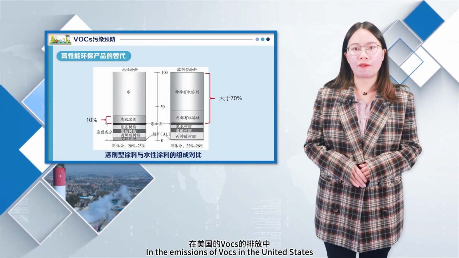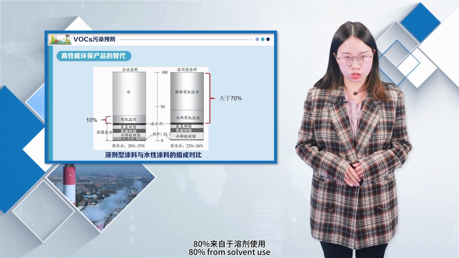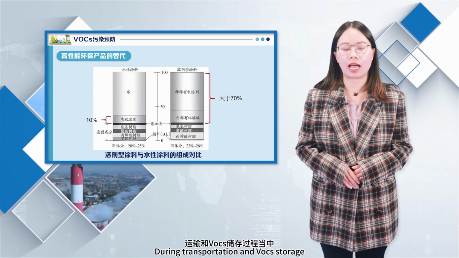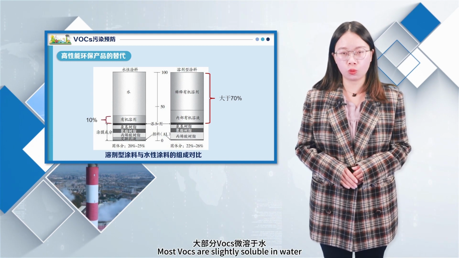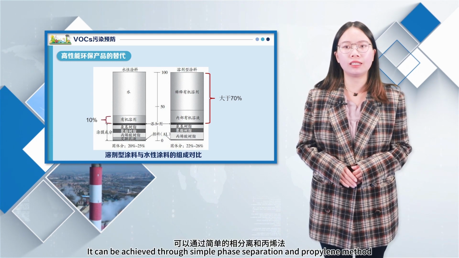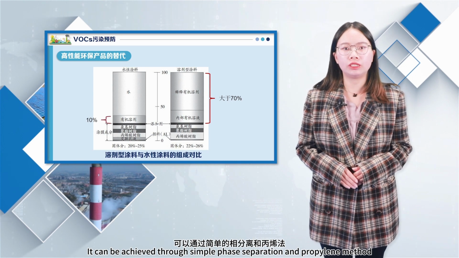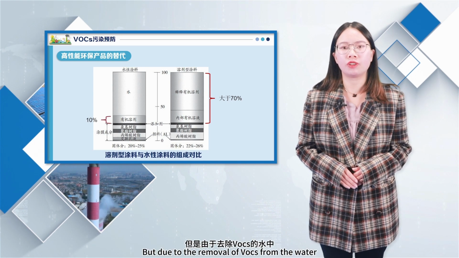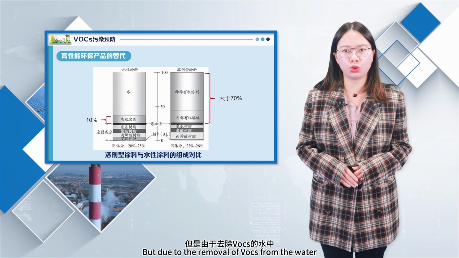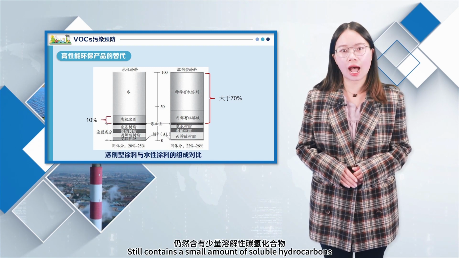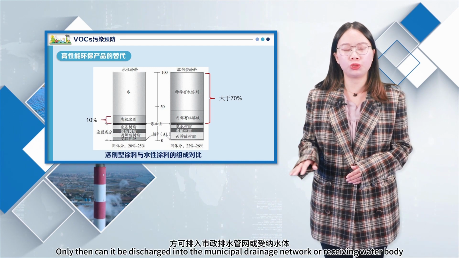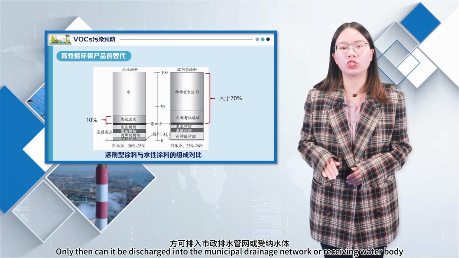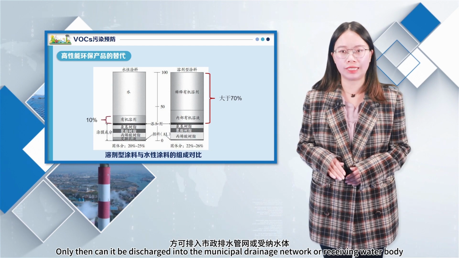In the emissions of VOCs in the United States, 80% come from solvent use. During transportation and storage, most VOCs are slightly soluble in water. Some VOCs can be removed through simple phase separation and stripping methods, but the water after removal still contains a small amount of soluble hydrocarbons. Therefore, further processing is necessary. Only then can it be discharged into the municipal drainage network or receiving water body.